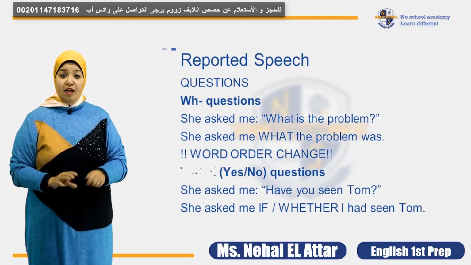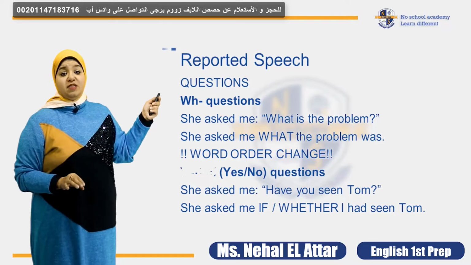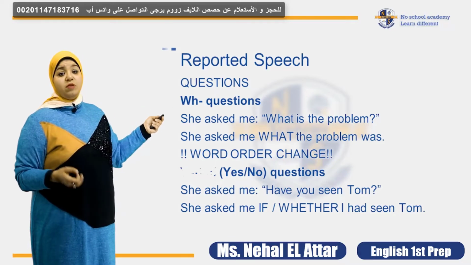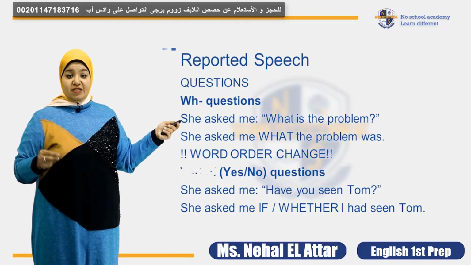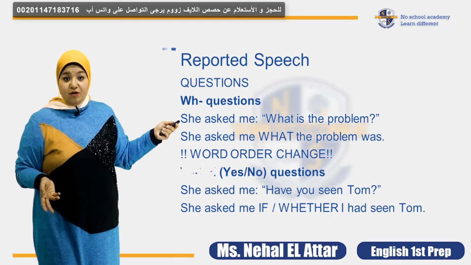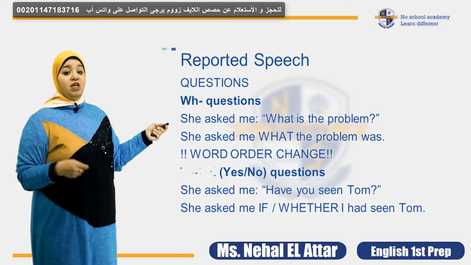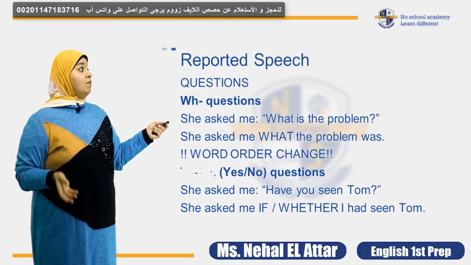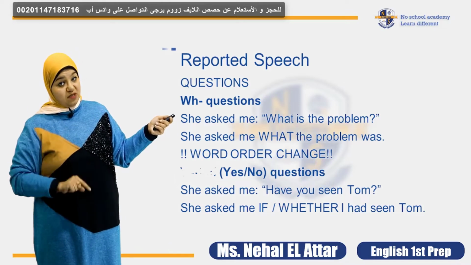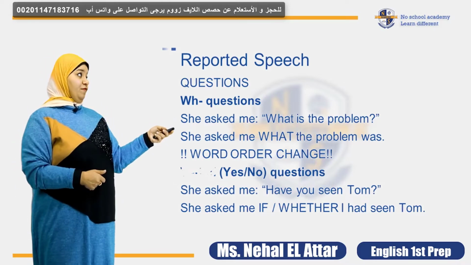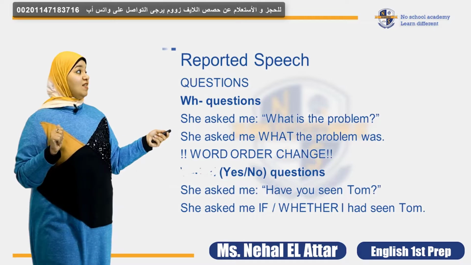Here also we have another example. She asked me what is the problem. So we can say what the problem was. She asked me what the problem was in the indirect speech. She asked me, have you seen Tom? She asked me if or whether I had seen Tom. Present perfect, past perfect, according to the verb tenses change.